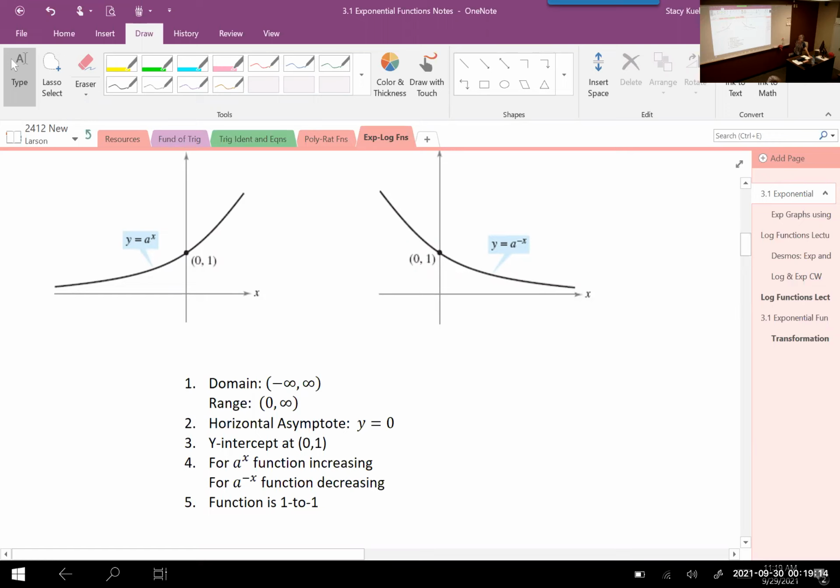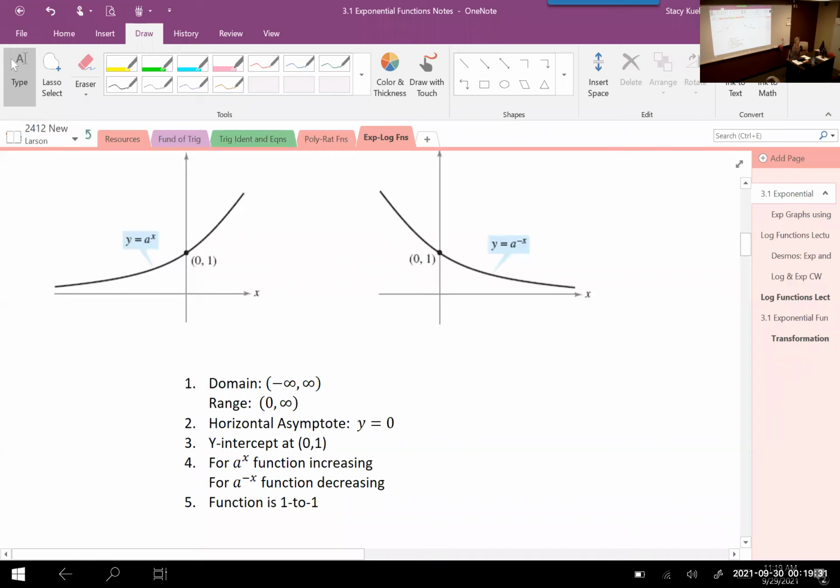You need to make sure you have all this information written down. We're going to use those characteristics to graph it in a few minutes. And like I said, you have 2 different ways to look at this. You have an increasing exponential function, and then you have a decreasing exponential function.